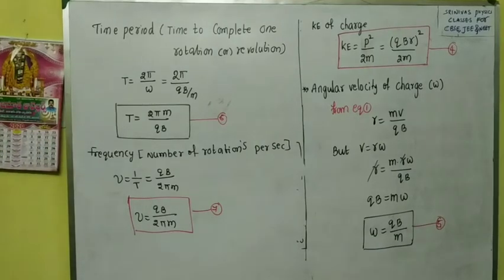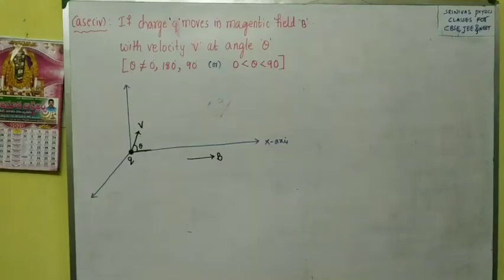Other than 0, 180 and 90, then what happens? I am going to rub these all things and then I will explain. Okay, look at here, one more case I am going to explain. This is the last case.